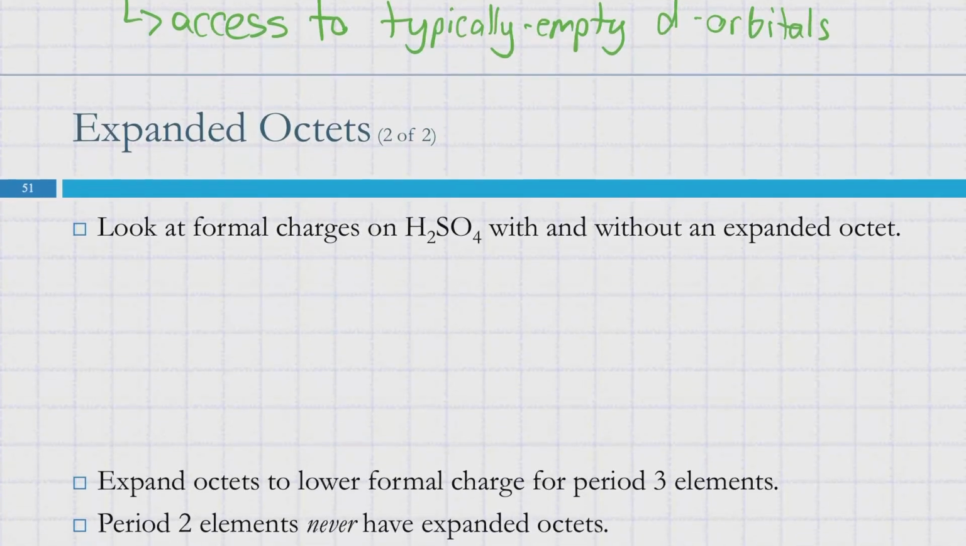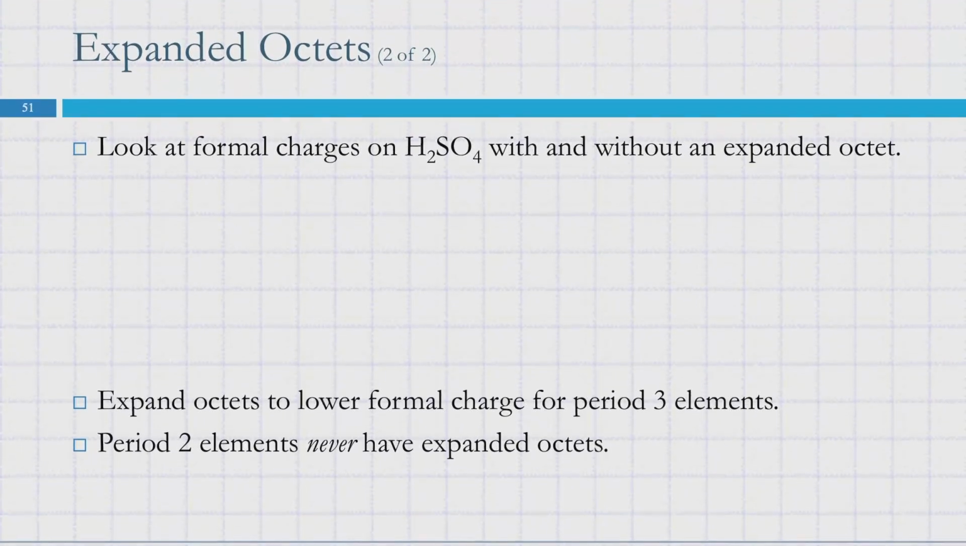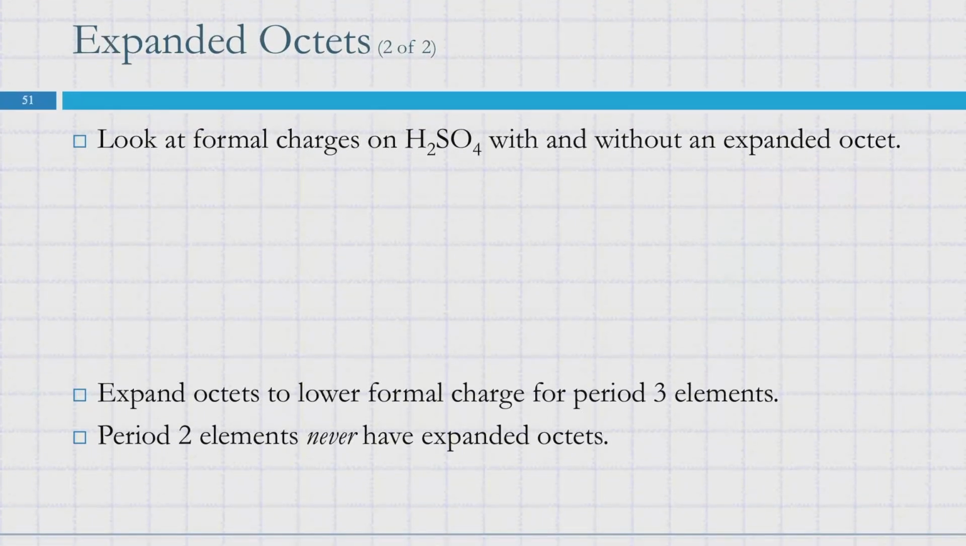So expanded octets, we're only going to have expanded octets on things that are period 3 or higher. That is, the period number is higher, so period 4, 5, 6, 7. Period 2 elements are never going to have expanded octets because they don't have access to d orbitals.